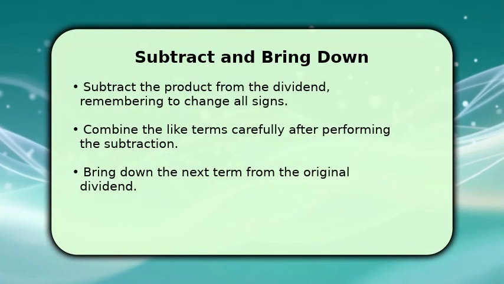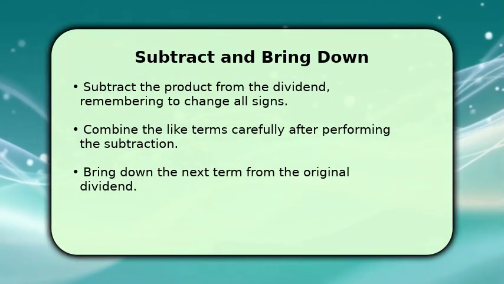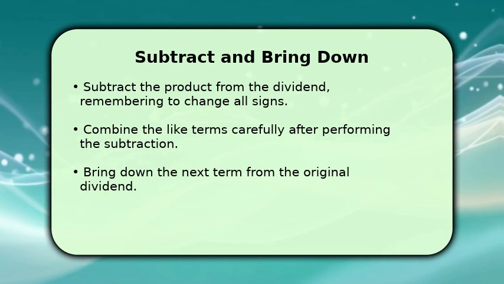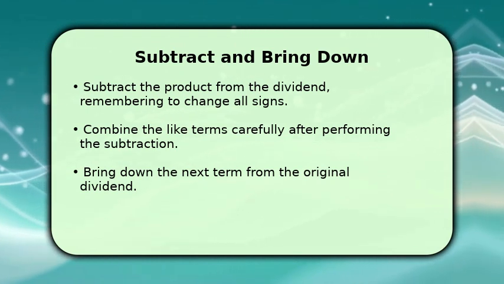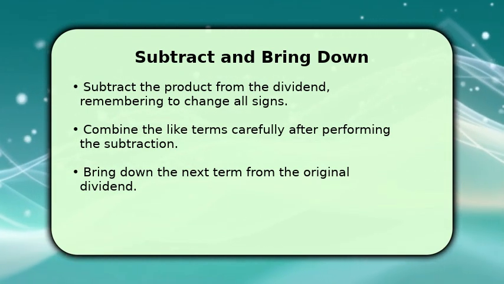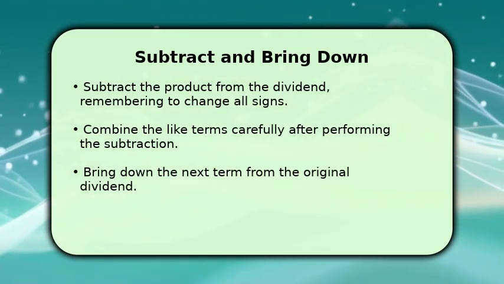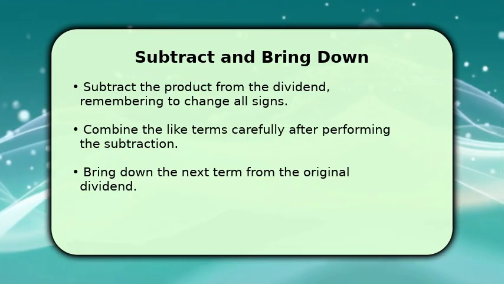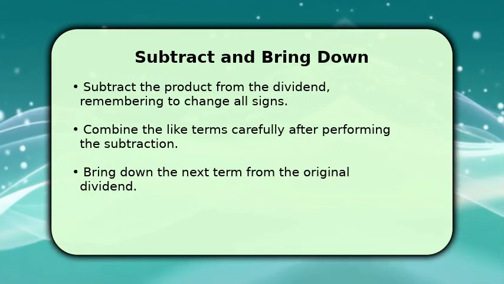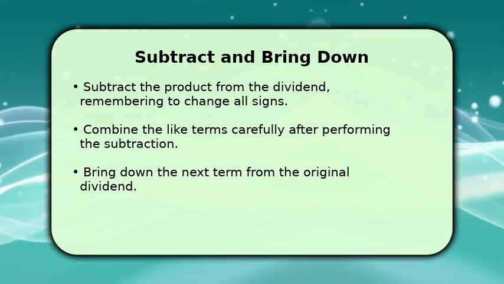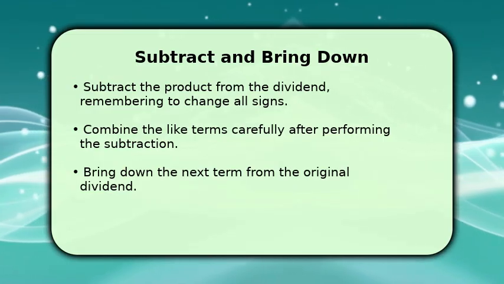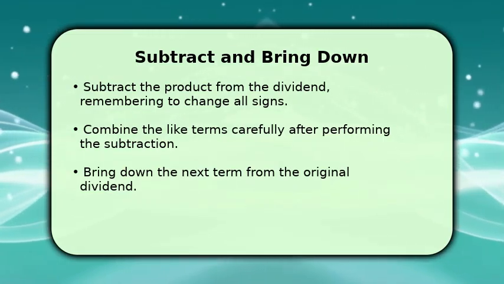The next critical step is subtraction. Change the sign of each term in the product you just wrote down, then add it to the corresponding terms in the dividend above. This is where many people make a small error, so be extra careful with those signs. After combining, bring down the very next term from the original dividend. This new polynomial becomes your updated dividend for the next round of division.